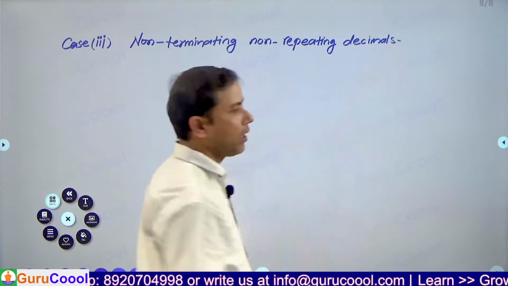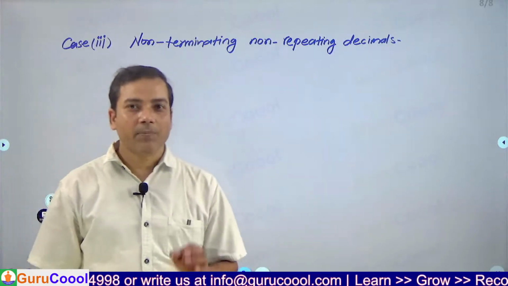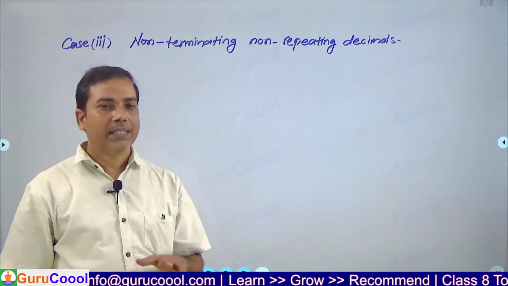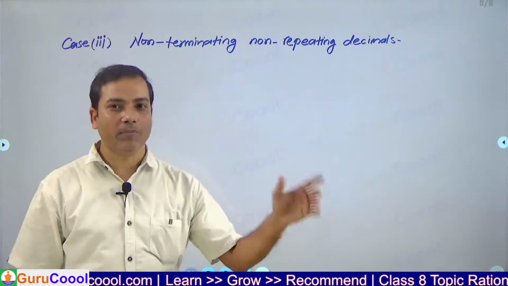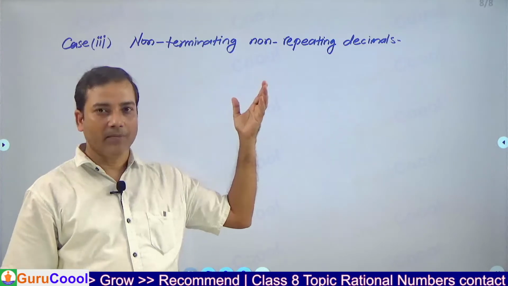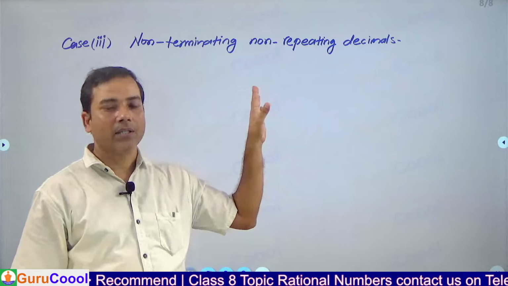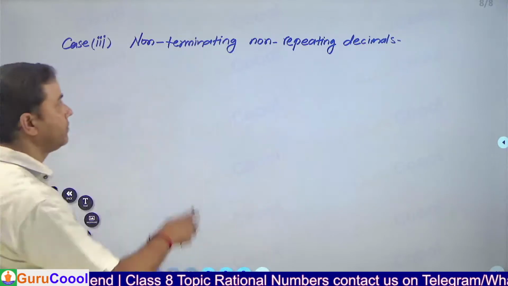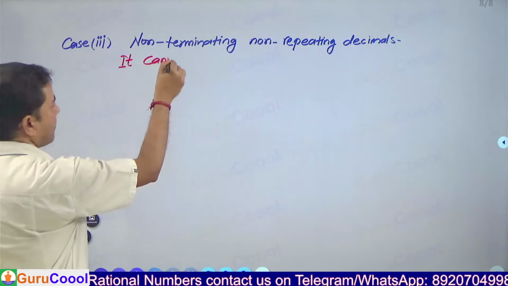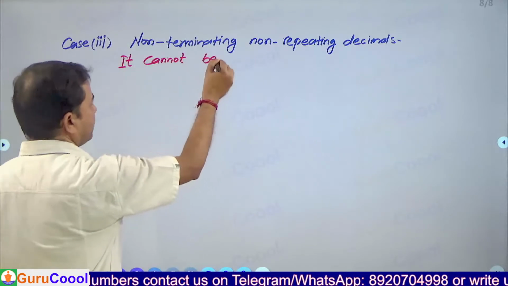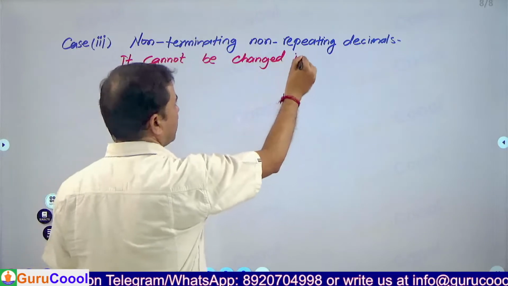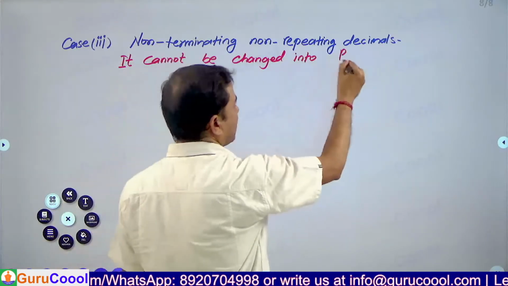And you will be surprised to know that no one in the world can change it into p by q form. It is non-transferable, non-convertible. No one can convert it into p by q form. It cannot be changed into p by q form.